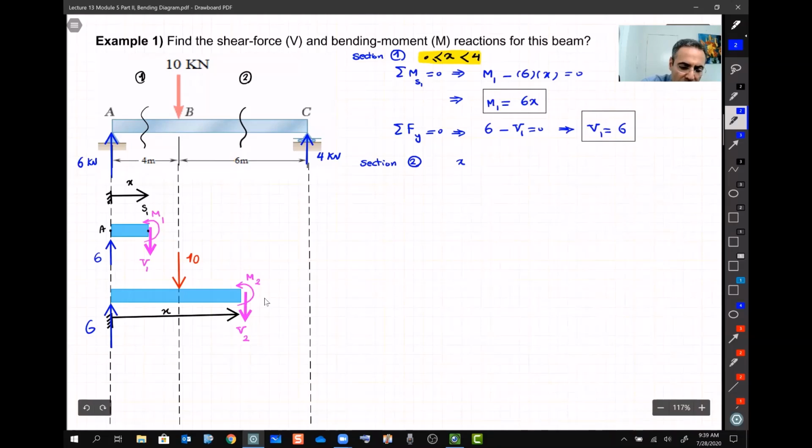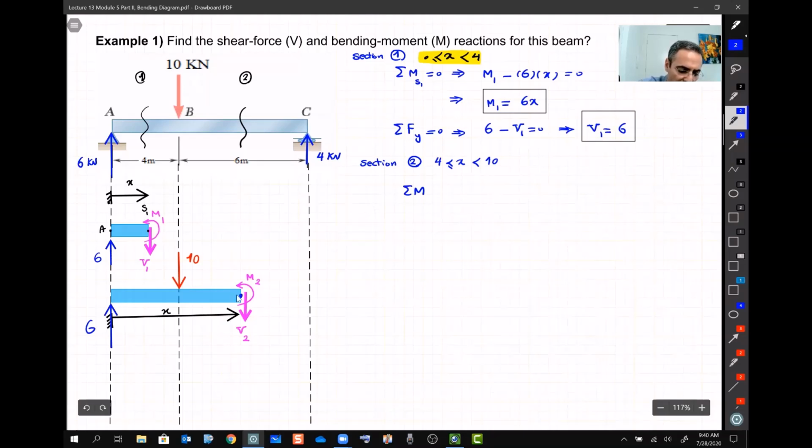Which section 2 is valid between x bigger than 4 and less than 10 meters, right? Section 2 starts from B to C, which is from 4 meters to 10 meters, not 6. Don't confuse that, right? It's 10. Remember, x starts at the very, very beginning. So at point C, x is 10.